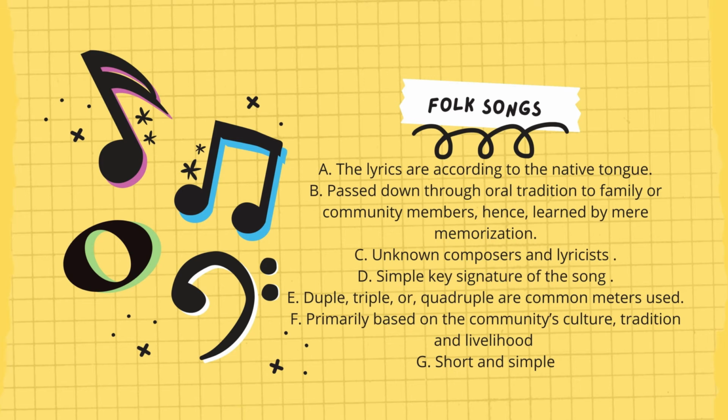Double, triple, or quadruple are common meters used in folk songs. These meters were very common during that time. The dances and common songs are based on these meters. The composers of the folk songs adapted these rhythmic patterns to their compositions. Folk songs are primarily based on the community's culture, tradition, and livelihood, and folk songs are short and simple.